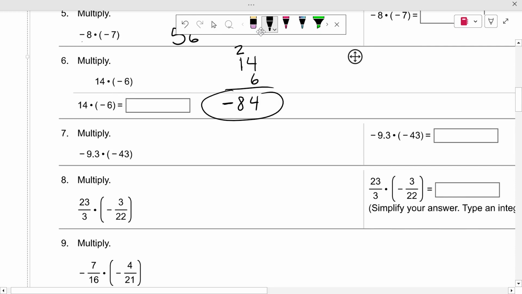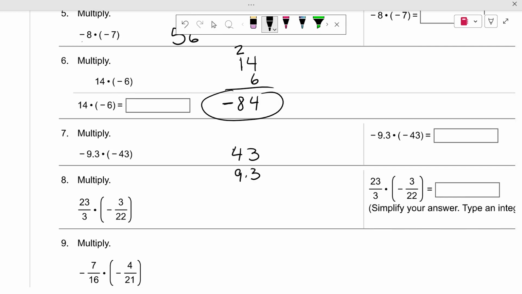If you have a decimal involved, okay, 43 goes there, 9.3 goes there. Okay, don't worry about the negative signs yet. Okay, so then take 3 times 3 is 9. 3 times 4 is 12. Don't worry about the decimal point. 9 times 3 is 27, so you move over 1 spot. There's a 7 there for 27. Carry the 2. 9 times 4 is 36, plus 2 is 38.